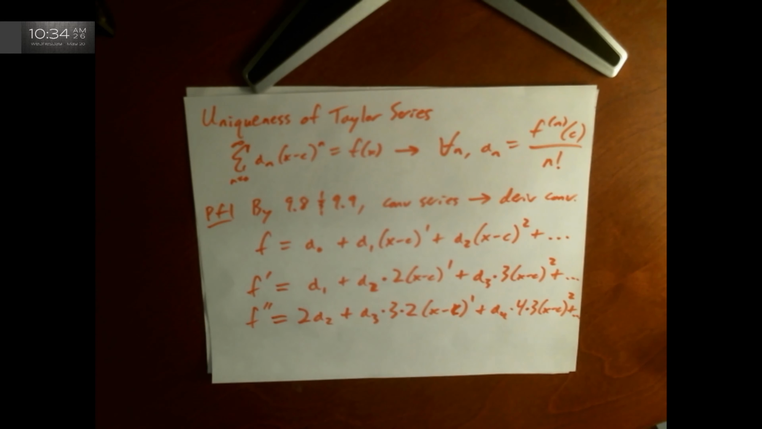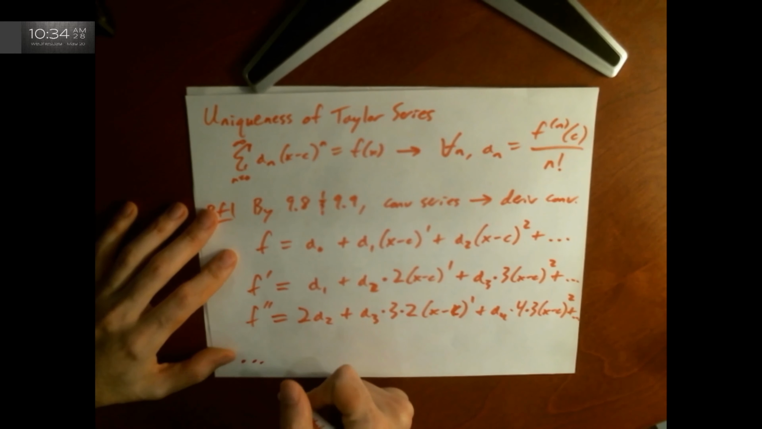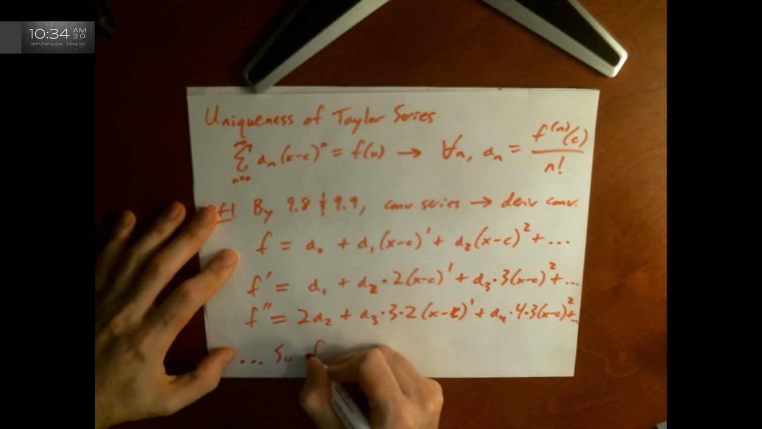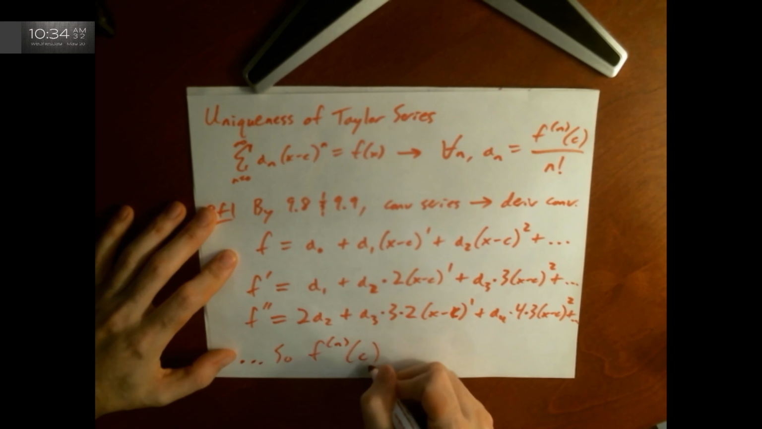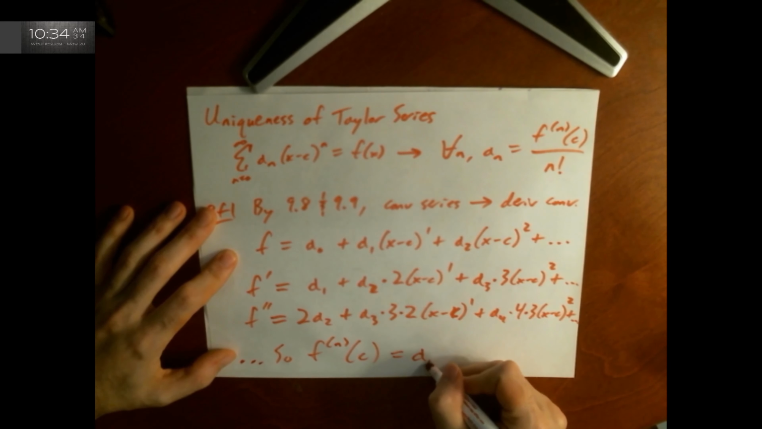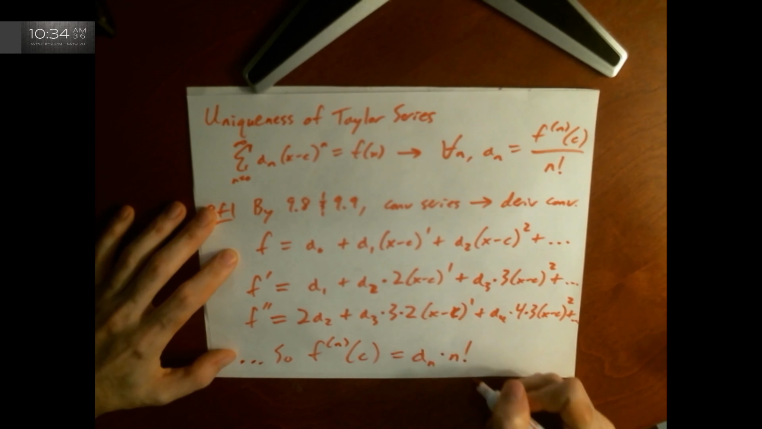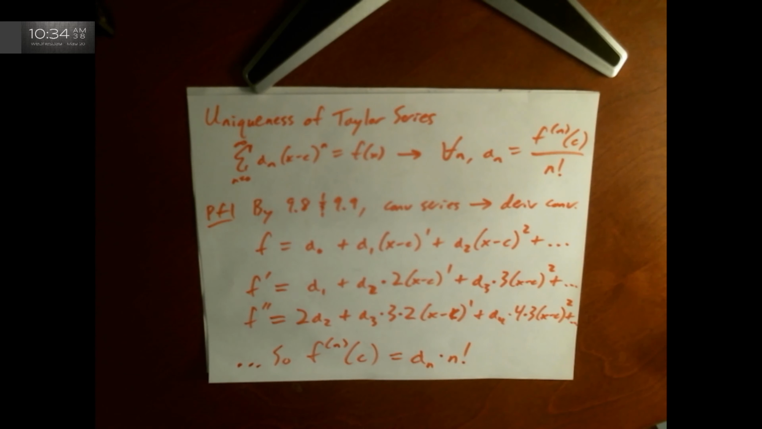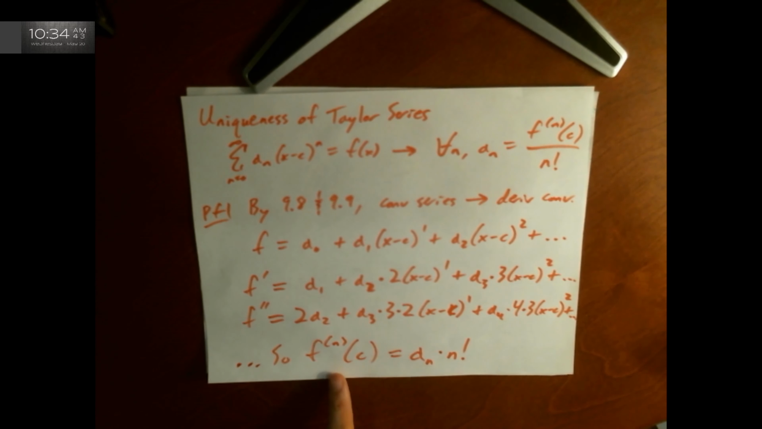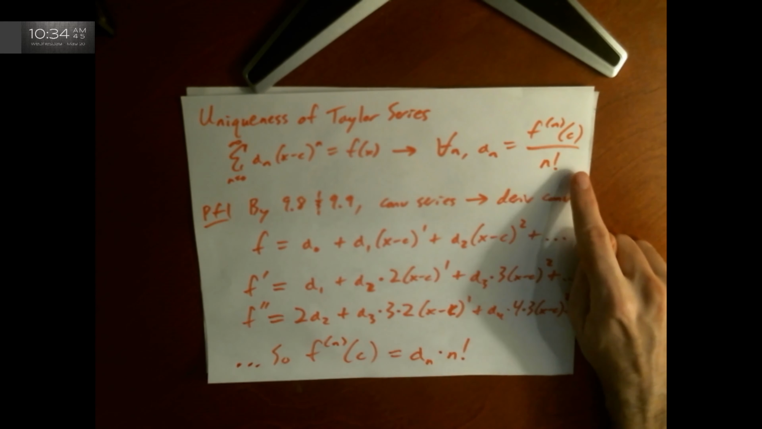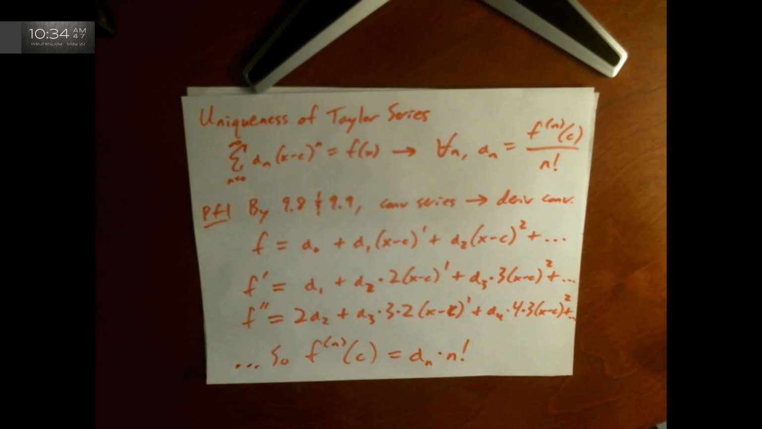I conclude from this pattern that the nth derivative evaluated at c is a sub n times n factorial. And accordingly, a sub n is equal to the nth derivative at c divided by n factorial, completing the proof. That's it, whole thing. We wrote out some terms, literally wrote down derivatives, saw the pattern. That's it.